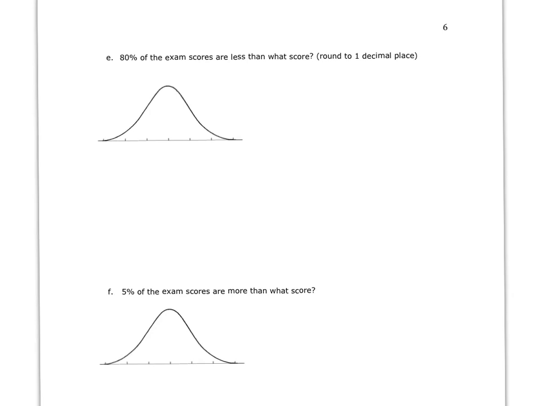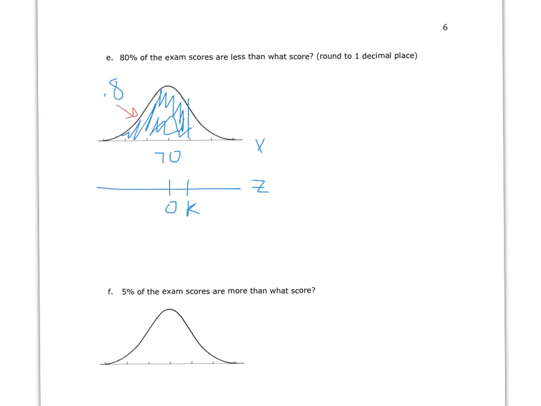Let's look at this one. 80% of the exam scores are less than what score? If we have our x's here, our 70 goes there. Let's put our z-axis, that's 0. We're going to first find the z-score that gives us 80% to the left. That's going to be about right there. Then we want to find this value, let's just call it k, such that this area to the left is 0.8.